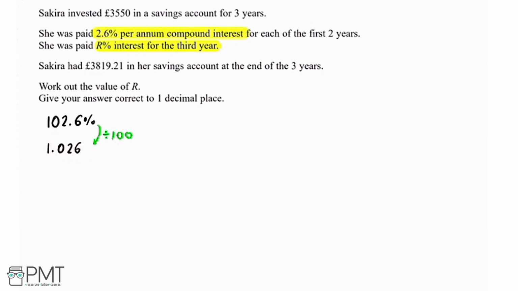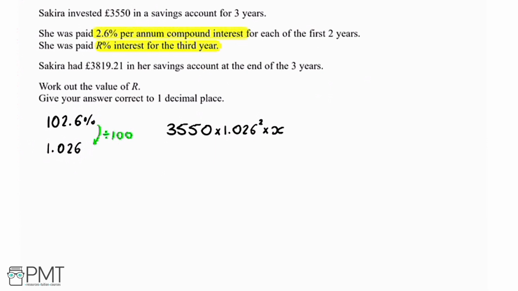So she started off with £3,550. In the first year, it went up by 2.6%, so we need to multiply by this multiplier. That didn't just happen in the first year, it happened in the second year as well. So we need to multiply by this again, and we just write that squared because we're doing this twice. In the third year, it was R%. So I'm going to multiply by an unknown value, which I'm just going to call X.